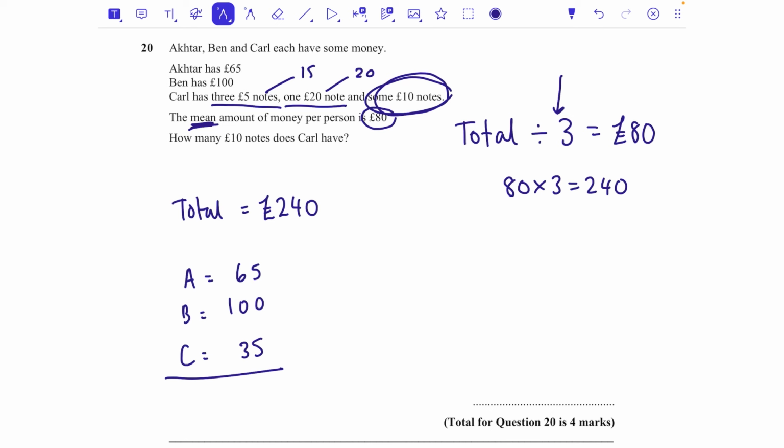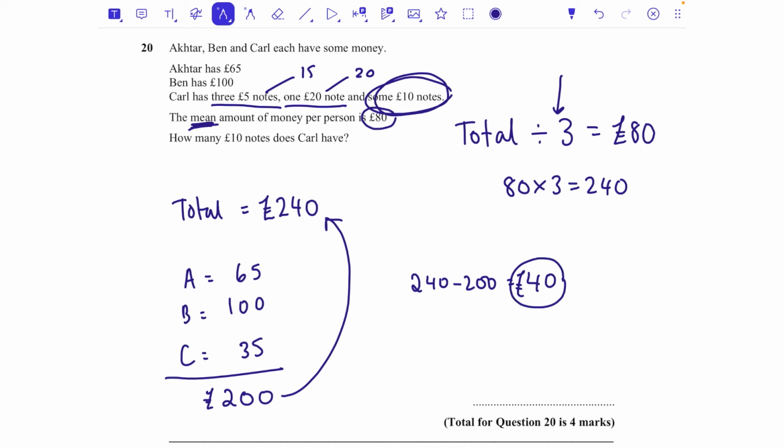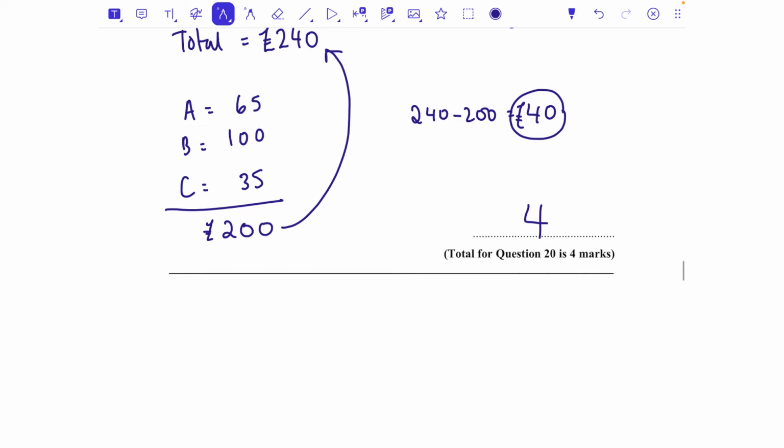That's what we're trying to work out. So without those £10 notes, if we add this together, we get £200. So the difference, 240 take away 200, is £40. So £40 would be our answer in terms of how much value it is, but the question says how many £10 notes does Carl have, and so that would be 4 £10 notes. We did have to say 4 to get full marks there as your answer.